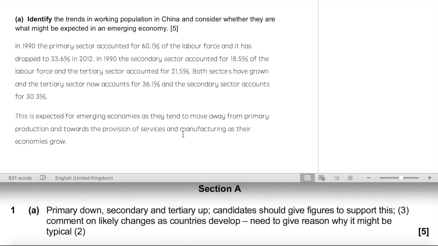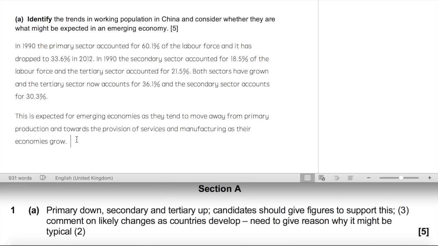Now we still need to get 2 marks, comment on likely changes as countries develop, and we need to give a reason why it might be typical. This is expected for emerging economies as they tend to move away from primary production and towards the provision of services and manufacturing as their economies grow.